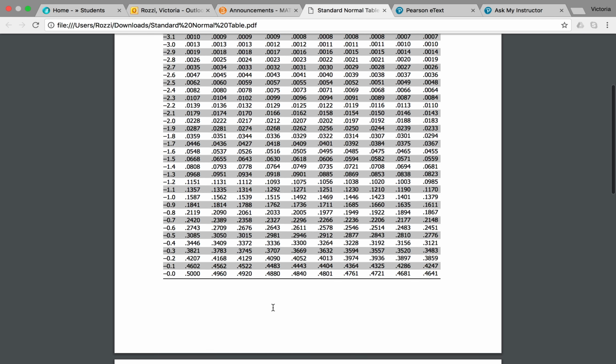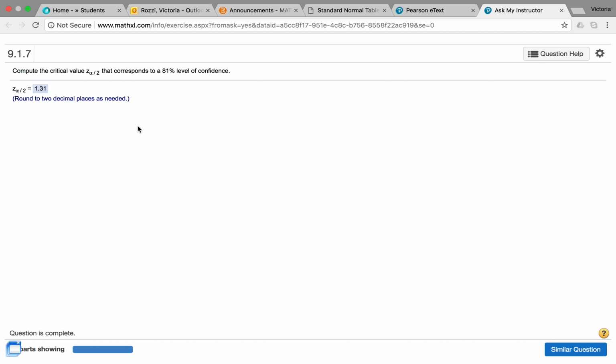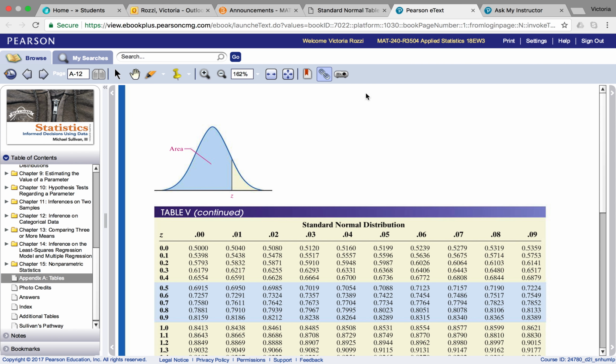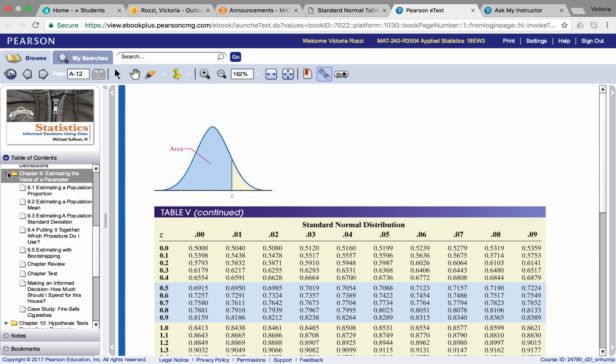Okay, so now say I want to go ahead and calculate this by hand. StatCrunch is great, but how do I get this z-score by hand? So what I want you to think of is you have 81% between these two values, right? So I'm going to go back to my e-text really quickly. And I think we were on 9.1 where we found that nice little picture. So I want to at least show you the picture here to make it a little easier.